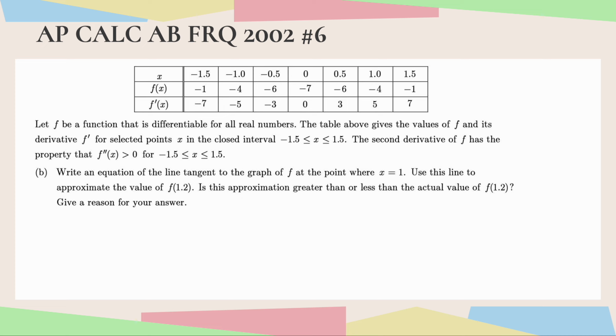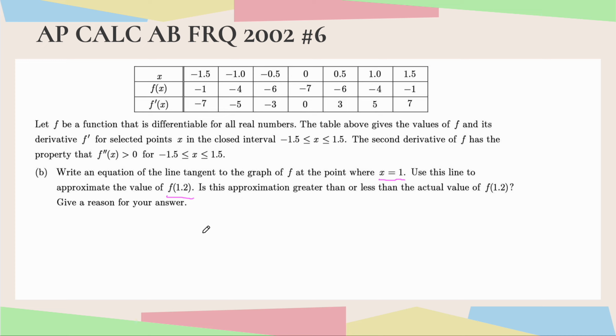Okay, jumping right into part B, our goal is to write the equation of the tangent line to the graph at the point where x equals 1, and then use that to approximate the value of f of 1.2, and then finally state whether the approximation is greater than or less than the actual value. Note that that is going to require a more advanced topic of concavity. So if you haven't learned that yet, don't worry, but I think you will still benefit from the conceptual explanation.